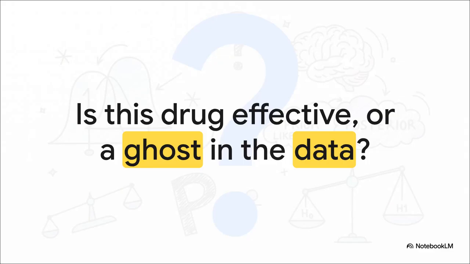Just imagine this. You're testing a brand new drug. The early data looks promising. It seems to lower cholesterol. But is that a real biological effect, or is it just random noise? You know, a statistical fluke? Getting this wrong has massive consequences, which is exactly why we need a super rigorous way to make the call.